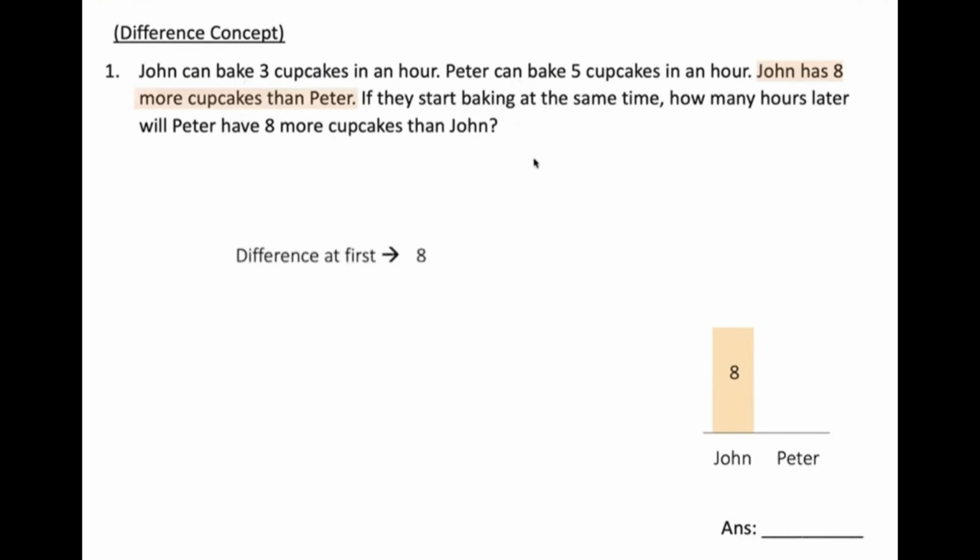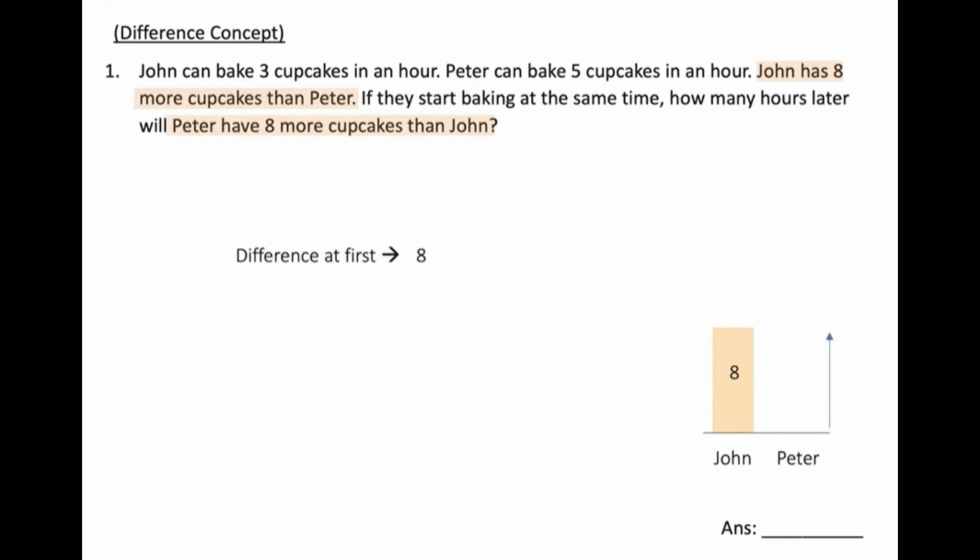So every hour, Peter is going to catch up by 2, right? So the thing is that how much must Peter catch up with John? How much more cupcakes must Peter bake more than John in order to be 8 more than John? The answer is not 8. The answer is, first is 16. Let me explain to you why.